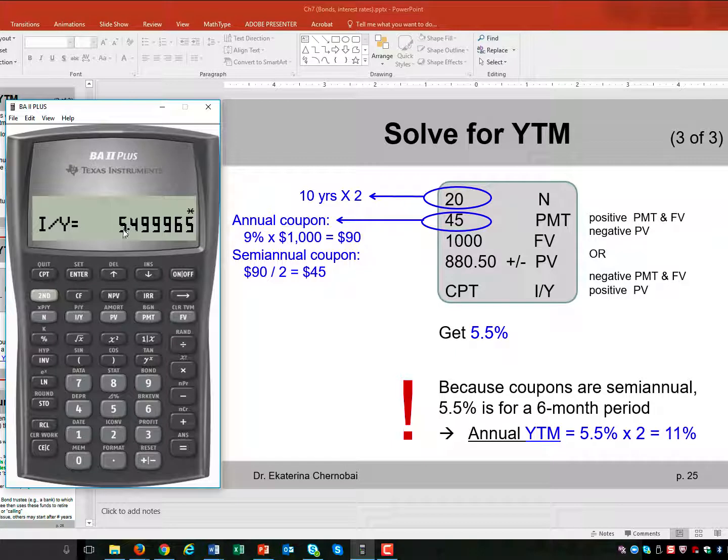And I'm computing IY, compute IY. So we get 5.499965. If you round it to 2 decimal places, we will get 5.5, like on my slide. And then you multiply that by 2 and get the annual yield to maturity, 11%.